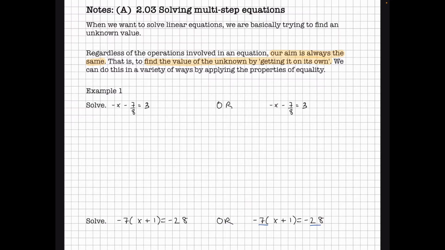No matter what the equation is, our aim is always the same. We're trying to find the unknown amount by getting the variable we want on its own. We can do this in a number of different ways. There's more than one way to solve an equation, and we'll see that in the examples below.